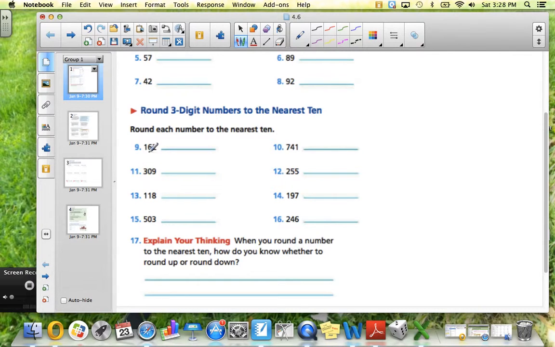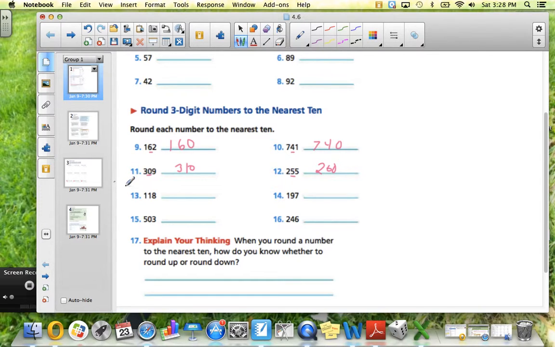Number 9, 162. So I'm going to underline the digit in the tens place and look at it, and it's a 2, so we're going to round down to 160. Number 10, 741. The number in the ones place is a 1, so we will be rounding down. Number 11. The number in the ones place is a 9, so we're going to round up to 310. And number 12. The number is 5, so we're going to round up. Ooh, that's a 2, to 260. Wow.